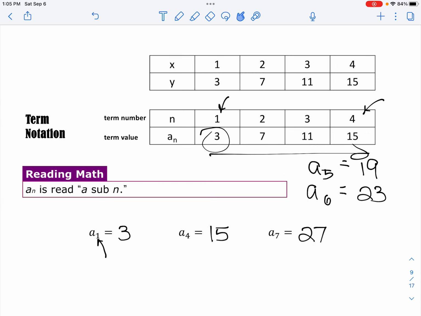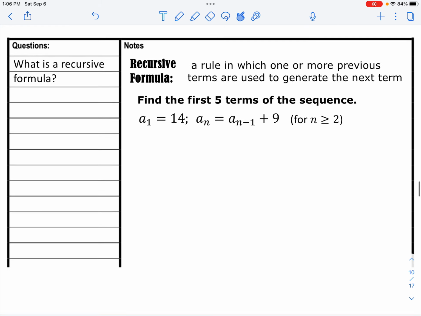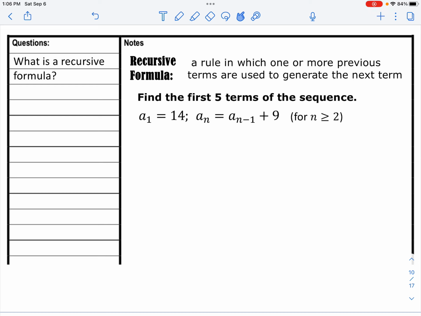So that's term notation and how it works. It's a little different than what you're familiar with, but once you practice it a little bit, it gets pretty easy. Okay, a recursive formula. There are two types of formulas that we'll talk about: recursive formulas and explicit formulas. The first is a recursive formula.